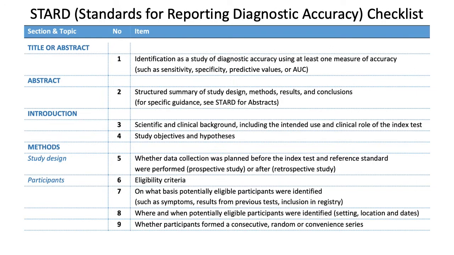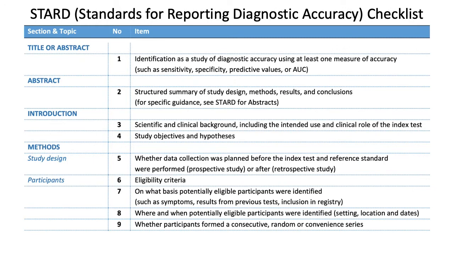For the abstract as well, there is a guideline called STARD for abstracts. You can see that. Then it tells us that in the introduction, there has to be clinical background, scientific background, and what are the intended roles of the index test, which were the study objectives, what was the study hypothesis, whether data collection was done retrospectively or it is a prospective data collection, what were the eligibility criteria, what was the setting in which the study was conducted. So these things need to be there to ensure the validity of the study.